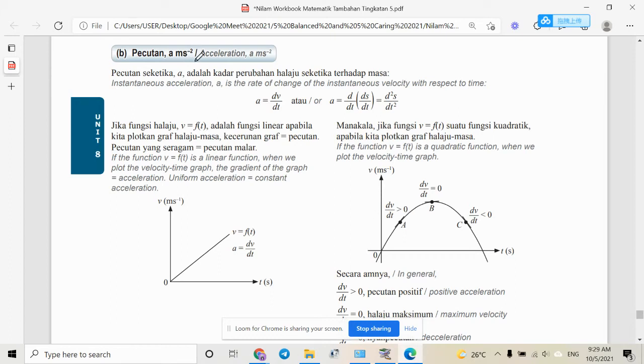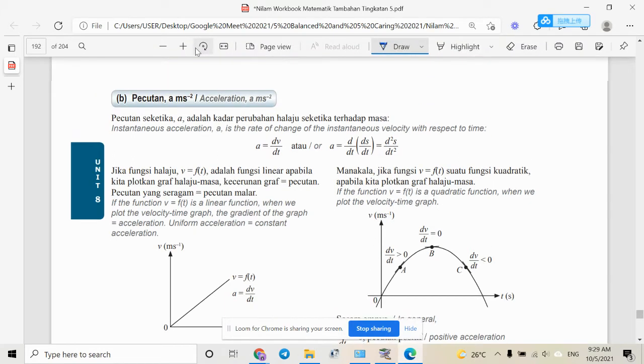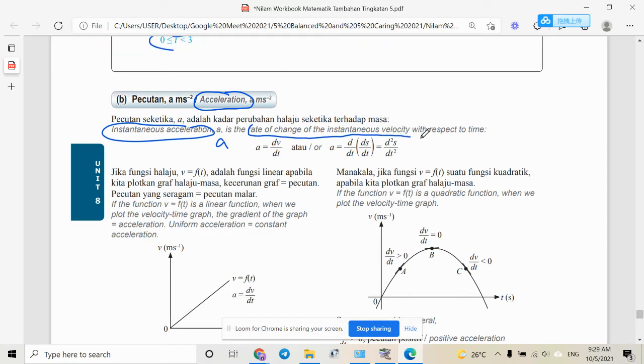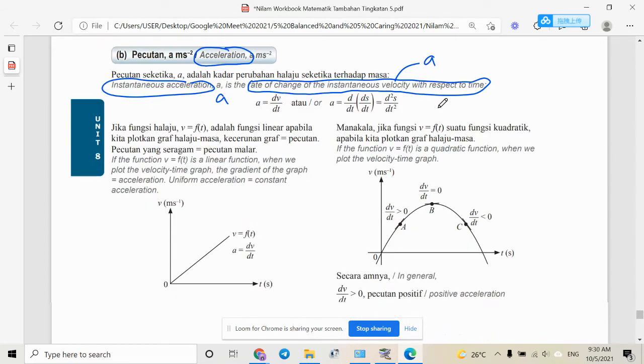Good morning. Now we proceed to this part, acceleration. How do we get acceleration in differentiation? Instantaneous acceleration, the symbol is small letter a, is the rate of change of instantaneous velocity with respect to time. Remember, sometimes the question doesn't mention acceleration straight away. They will say, find the rate of change of velocity with respect to time. You need to know that this actually refers to acceleration.